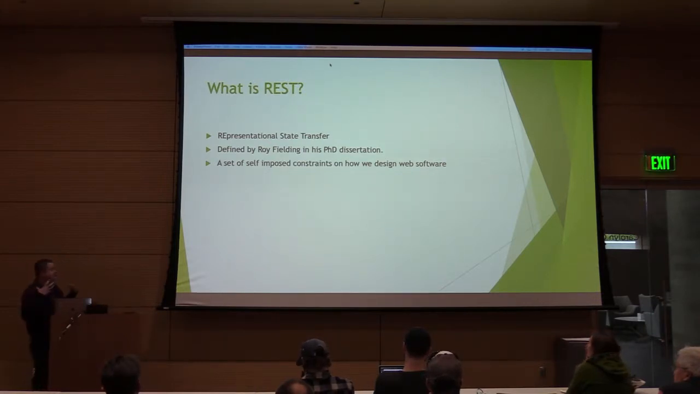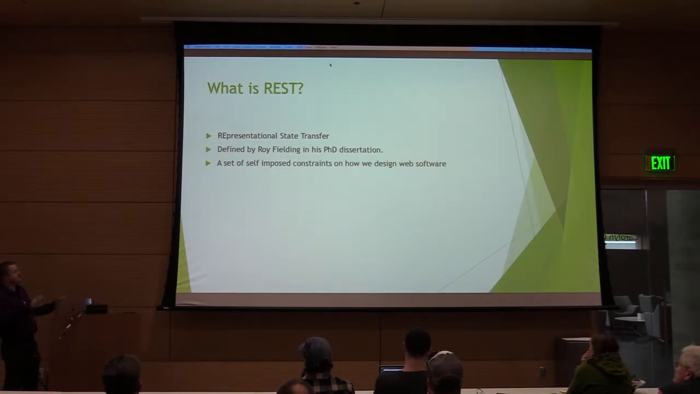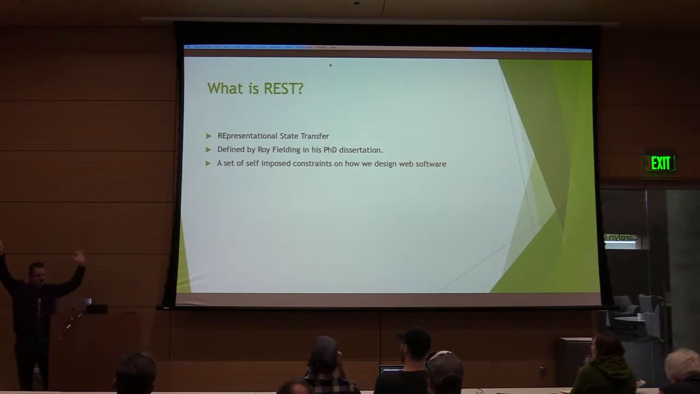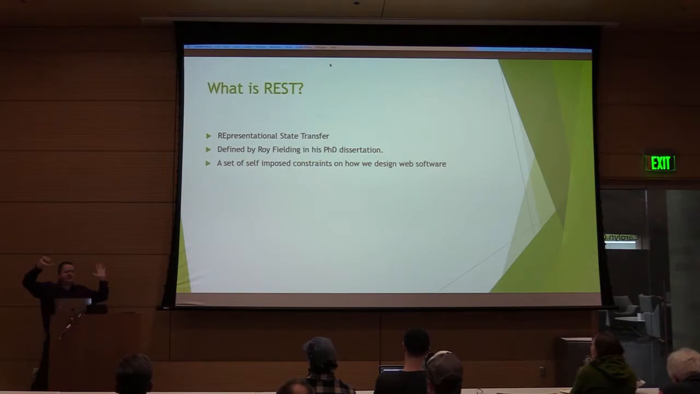But REST is really, and this is a vague definition, so of course it's perfect, a set of self-imposed constraints on how we write web software. Okay, so what are some of those constraints? Can we name off a couple? There's 6 big ones, 5 big ones. 5 or 6, I can't count. I'm looking at the next slide, I'm cheating.